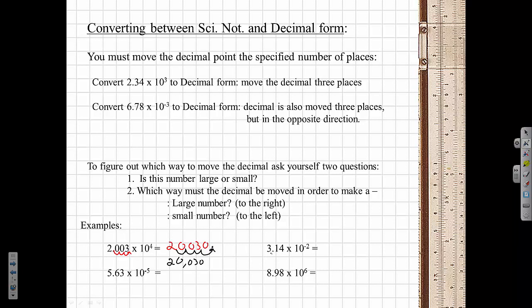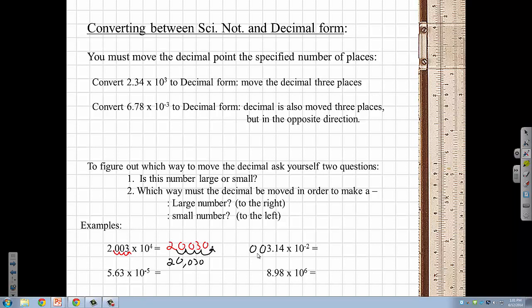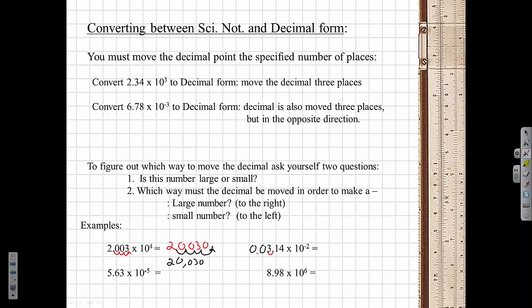Now let's look at 3.14. 3.14 times 10 to the negative 2. Right. Negative 2, this tells me it's a small number, so I'm not going to convert 3.1 to 31. I don't want to go to the right. I want to go to the left. So I'm going to put a couple zeros out here. And what I want to do is move it 2 places over. 1, 2. And what does this become? 0.0314.